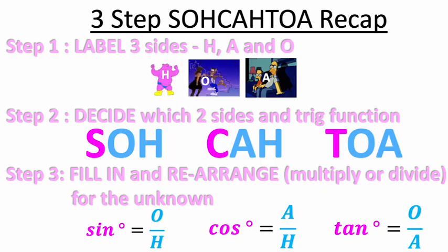Let's review the 3 steps for SOHCAHTOA. First, label all the 3 sides, then lose one of the sides, guys. Fill in the right ratio that applies. Trick without an angle is your demise. Rearrange for the unknown, no surprise. It's just multiply and divide.